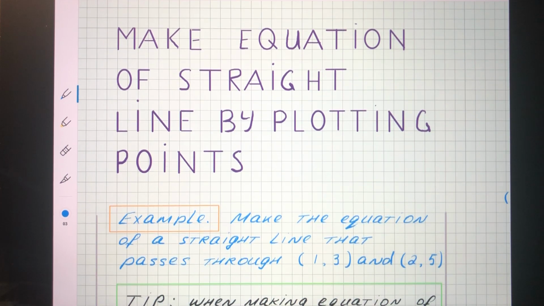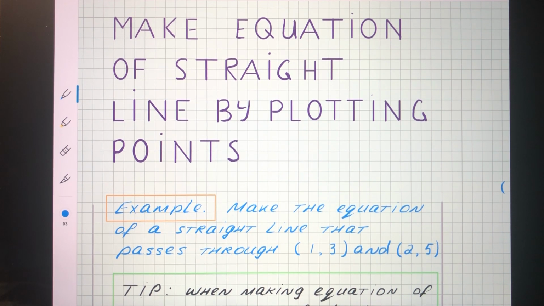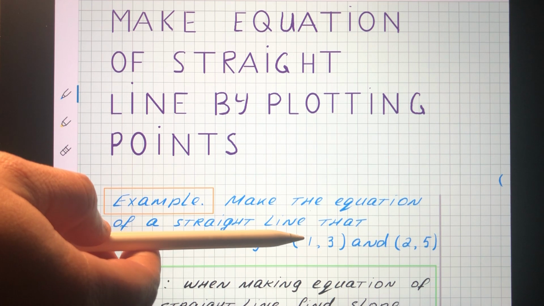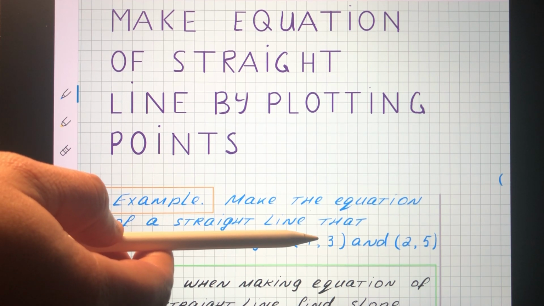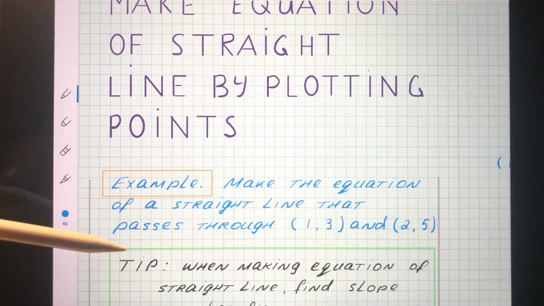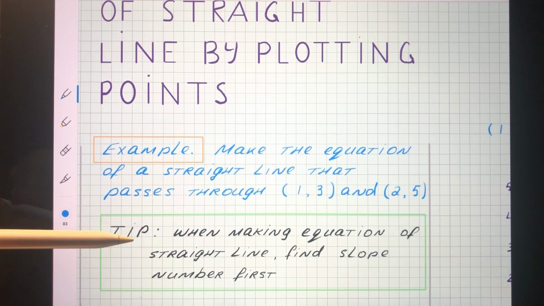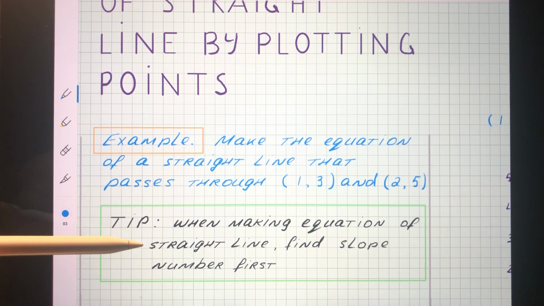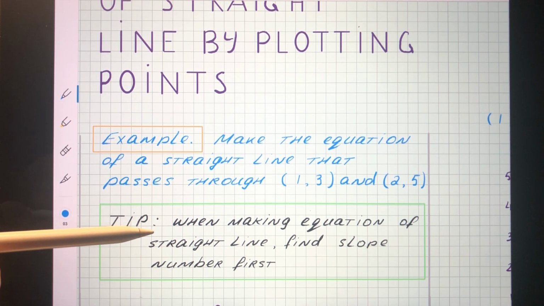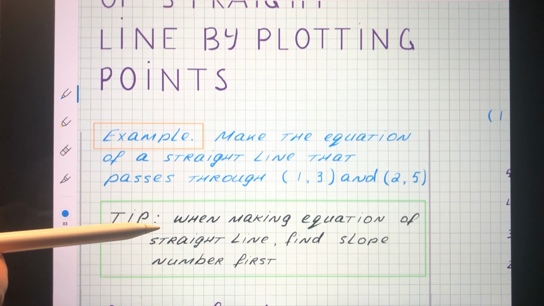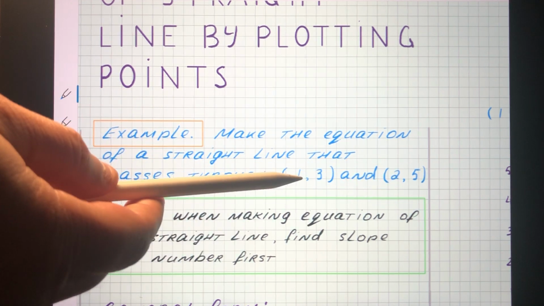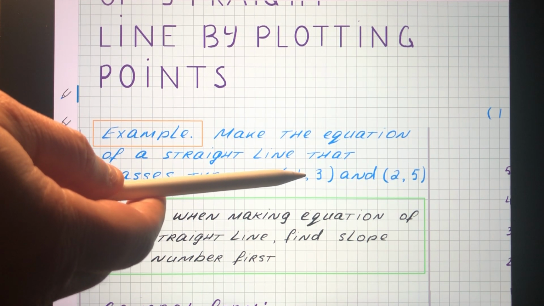Suppose we are told that we have to find the equation of a straight line that goes through these 2 points. There is only one line that goes through any 2 distinct points, so there is only one solution to this question. The tip is when we are making an equation of a straight line, find the slope number first. There will be 2 numbers we have to find, the slope and the y-intercept. So the tip says find the slope number first, and then we will use one of these 2 points to find the last number, the y-intercept.